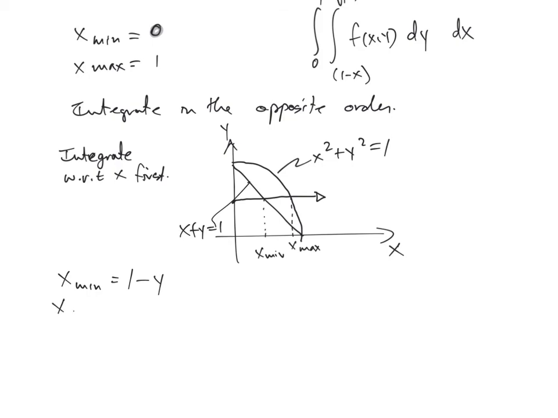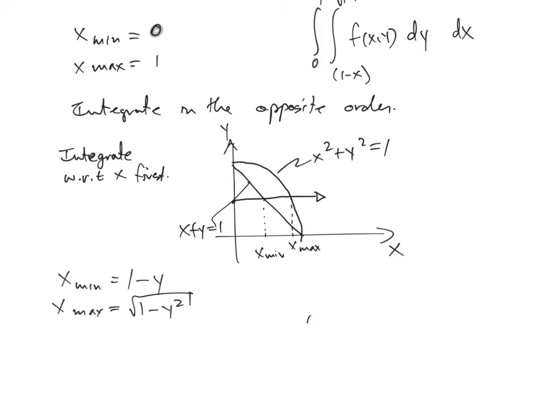What's x max? Well, it's the x value where that arrow leaves the region of integration, which is along the curve x squared plus y squared is equal to 1. So obviously those x values are equal to the square root of 1 minus y squared. Again, I would choose the positive value, not the negative one, because I'm in the first quadrant. X has to be positive, right?